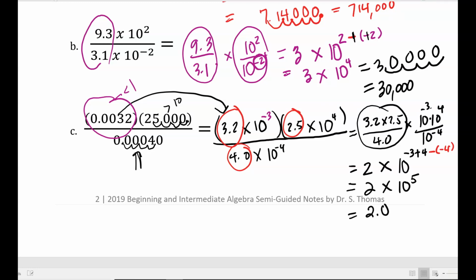We can move that decimal 5 places to the right. 1, 2, 3, 4, 5. And what do you get here? You get a whopping 200,000.